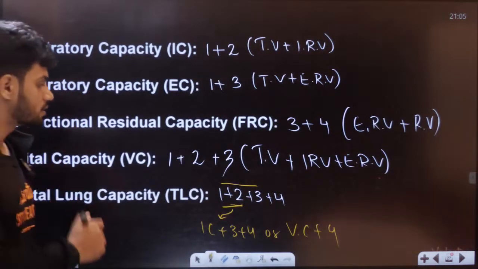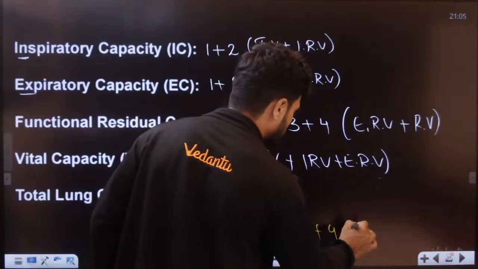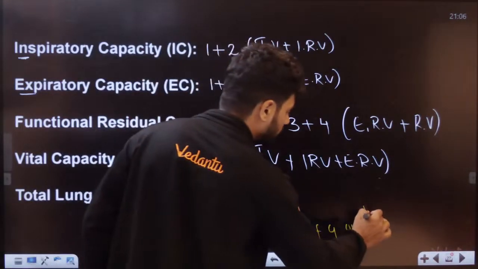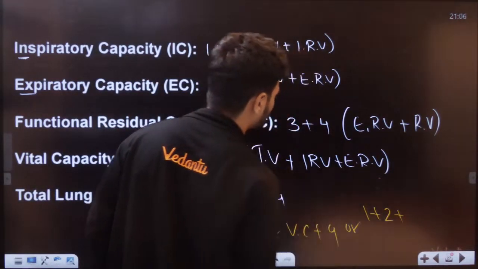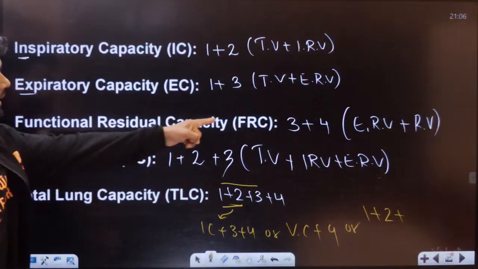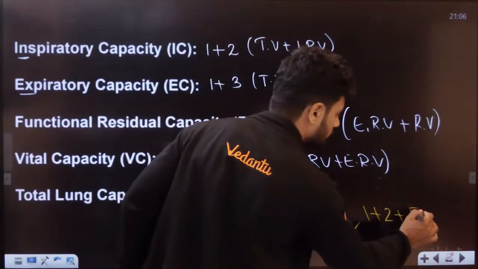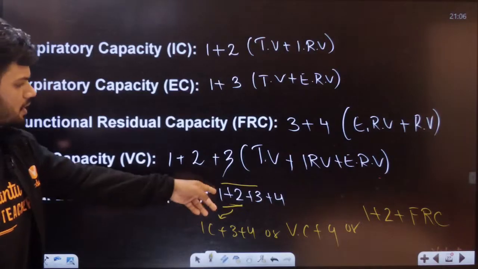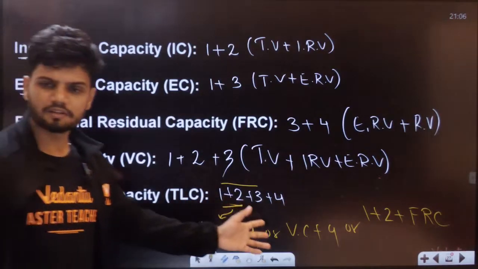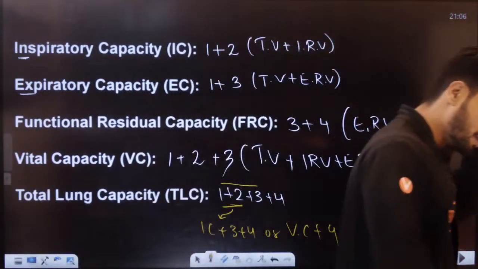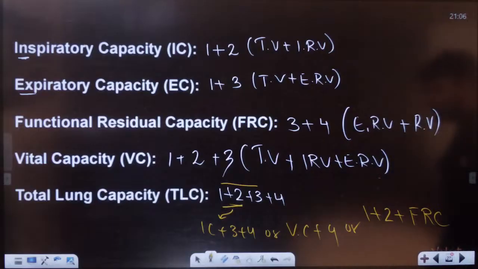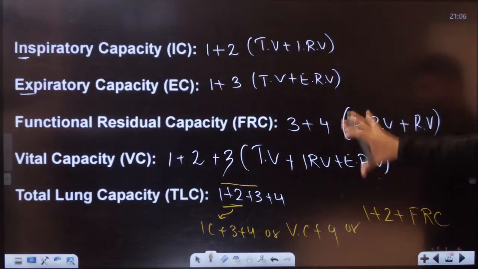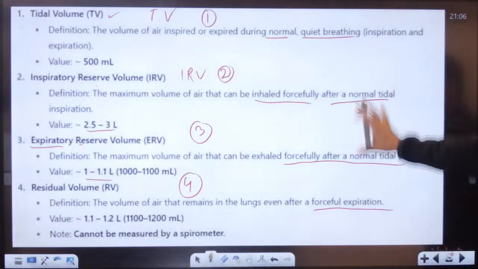Or, students, I can also write 1 plus 2 plus FRC. Same thing. What is FRC? 3 plus 4 is FRC, and 1 plus 2 is left. So all of these are different combinations, that's all. Different types of combinations we can make here. That is basically the different types of capacities and volumes.